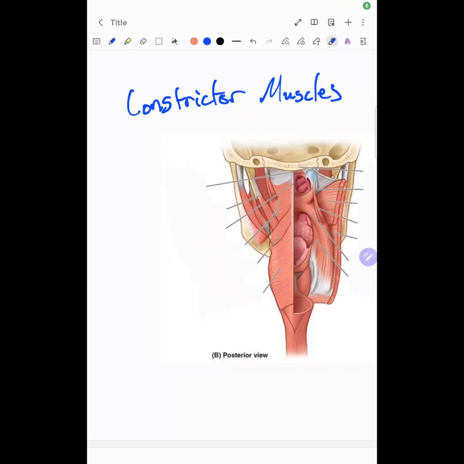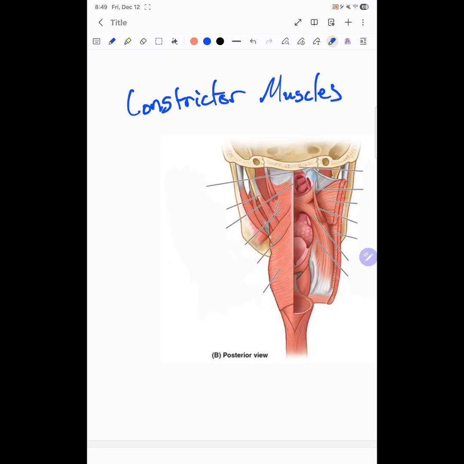Okay, today we're going to be talking about our pharyngeal muscles, muscles of the pharynx. We're going to focus on where they are in the body, their actions and innervations. It's a muscular tube that plays a role in the respiratory and digestive systems, so they help move food from the mouth into the esophagus.